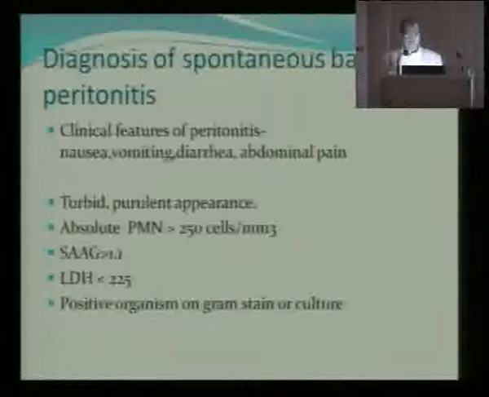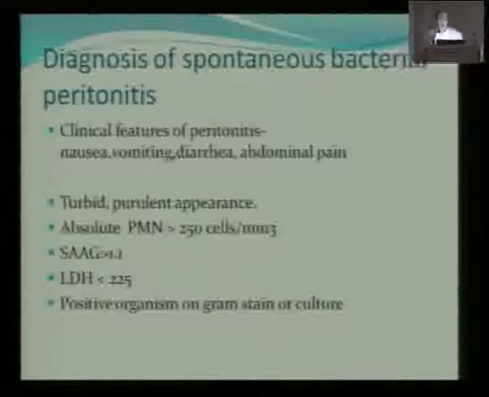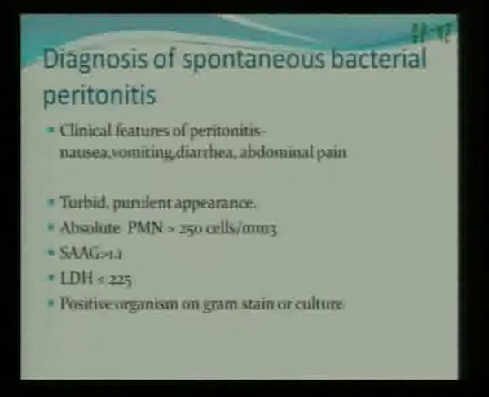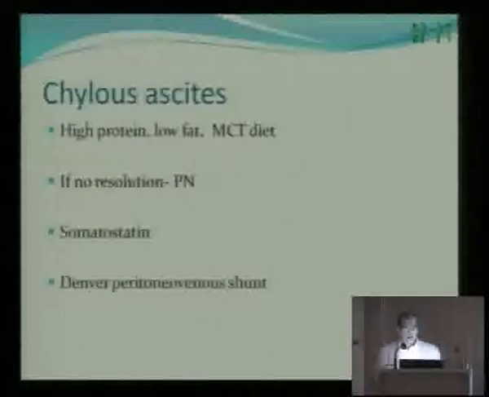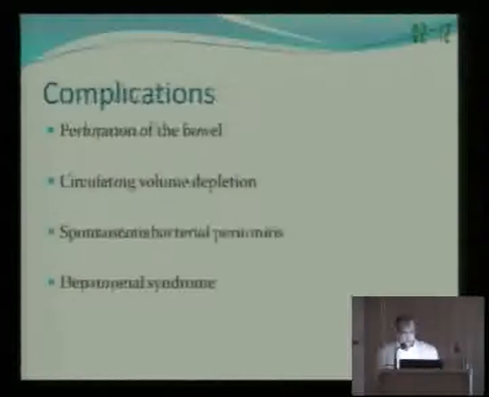And the diagnosis of spontaneous bacterial peritonitis is quite important, because you can get a child with fever, abdominal pain, and ascites. And if you have abdominal tenderness when you press upon this child's abdomen and can't find an obvious focus of tenderness, do raise the suspicion of spontaneous bacterial peritonitis in these children. Chylous ascites is a difficult problem to manage. We usually see it in the post-surgical, post-liver transplant setting, and it is usually treated with a high-protein MCT diet. And if there is no resolution, you will have to resort to PN or octreotide infusions.